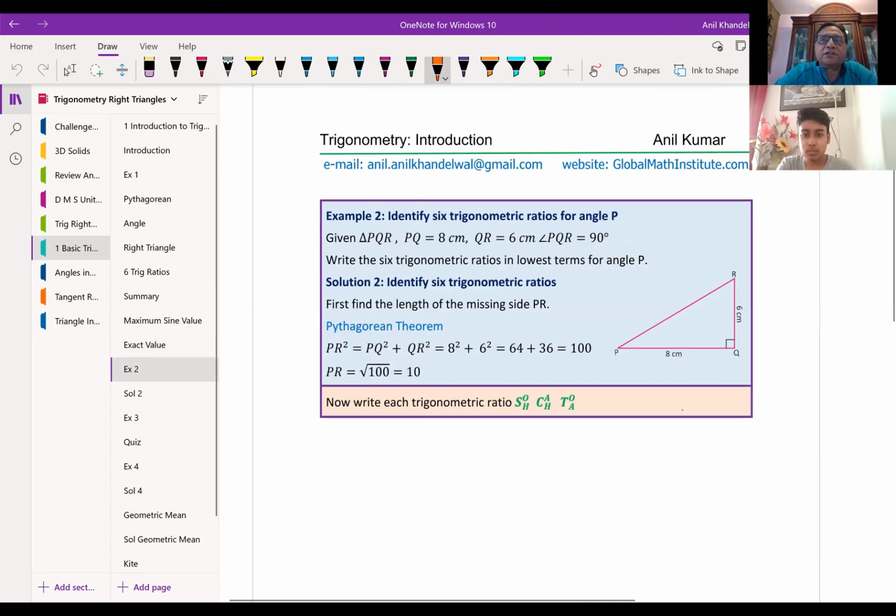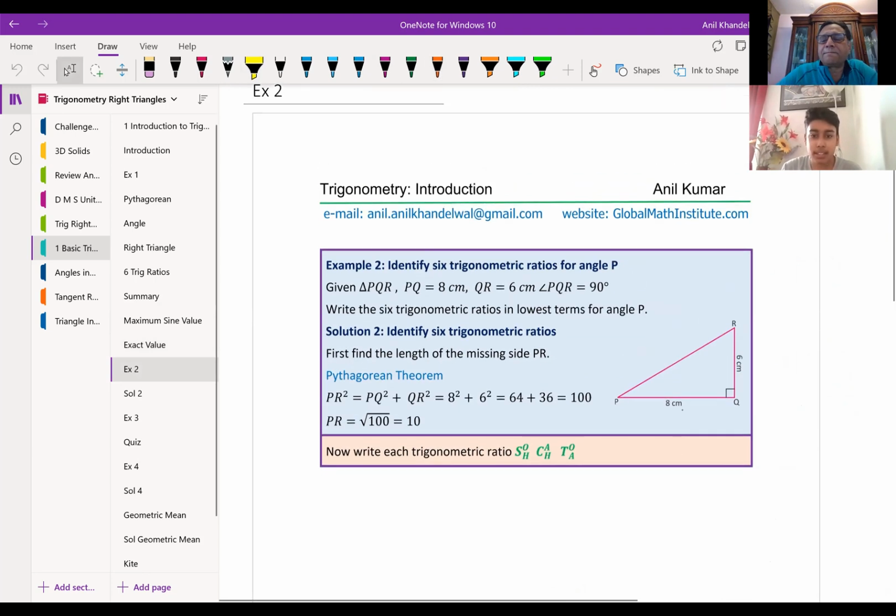Can you please read this question? Given triangle PQR, PQ equals 8 centimeters, QR equals 6 centimeters, and angle PQR is 90 degrees. Write the 6 trigonometric ratios in lowest terms of angle P. That's it, Richard? Or do you want me to read? That's it.